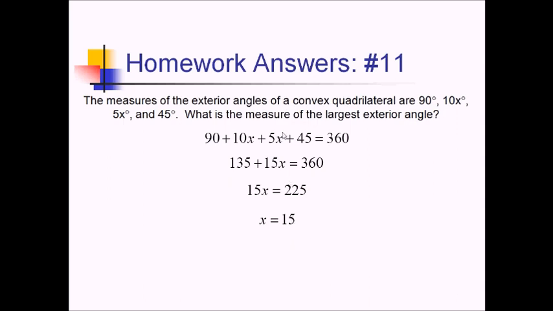So it's definitely not going to be 5x because there's a 10x, which is going to be bigger. What's 10 times x? Well, 10 times 15 gives us 150, and that's larger than the other two angles that we know. So 150 is our answer for this one.